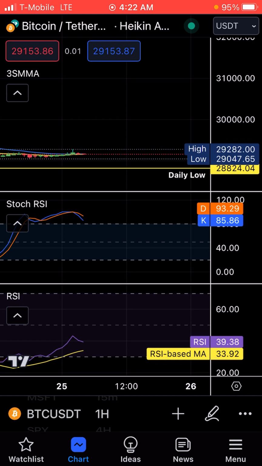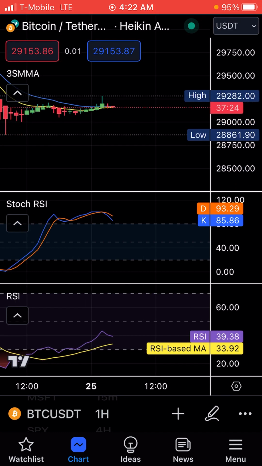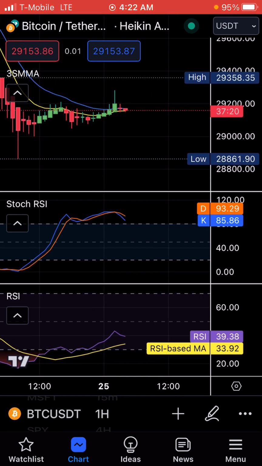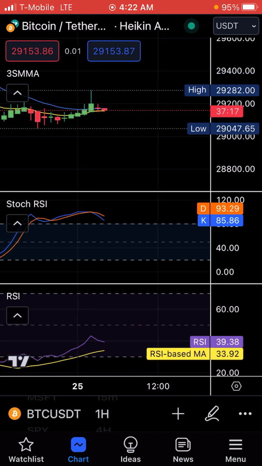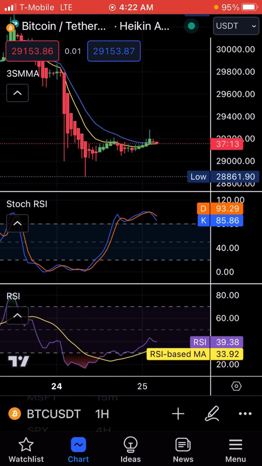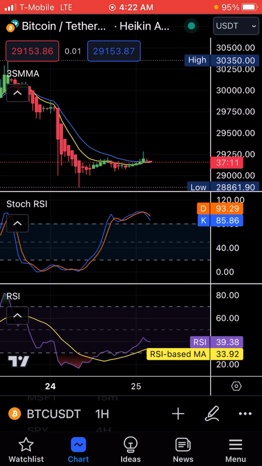Let's do this on a closer time frame, and let's do the hour. We'll basically do the same thing if you don't want to wait for a while and you want to do your trade more often.